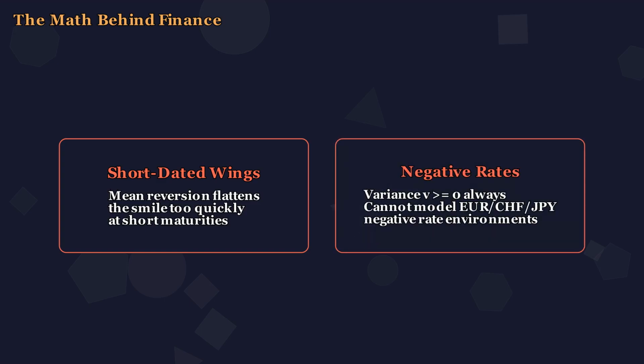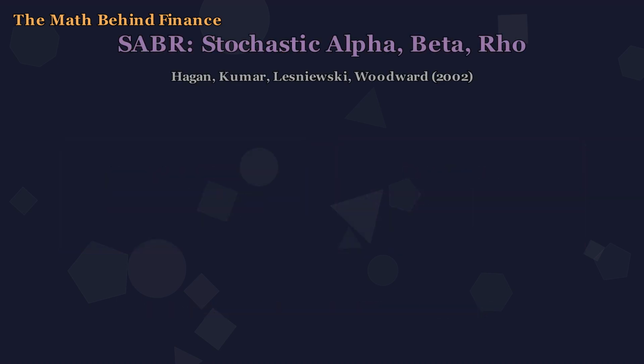Second, the model assumes variance is non-negative. That means it cannot directly handle the negative interest rate environments that became common in Europe and Japan. Interest rate trading desks needed a model that was faster to calibrate, worked per expiry, and could handle different backbone assumptions, including normal dynamics. The answer arrived in 2002.